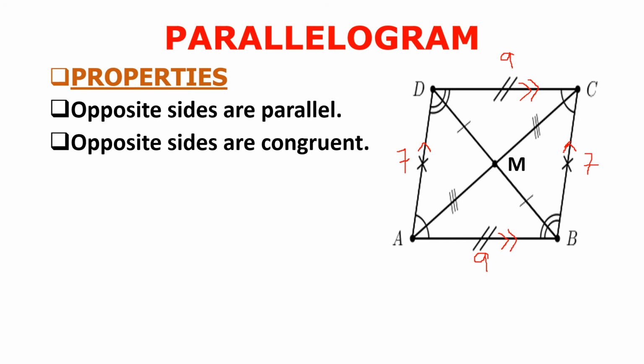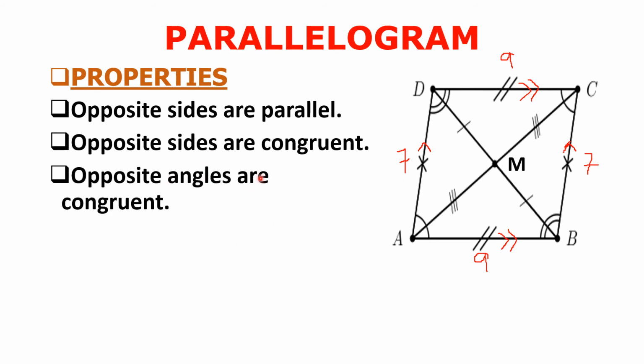So if side AB is 9, side DC also will be 9. Opposite sides are congruent. If side BC is 7, side AD also will be 7. Always the opposite sides will be congruent. Congruent means of the same length. Then opposite angles are congruent.